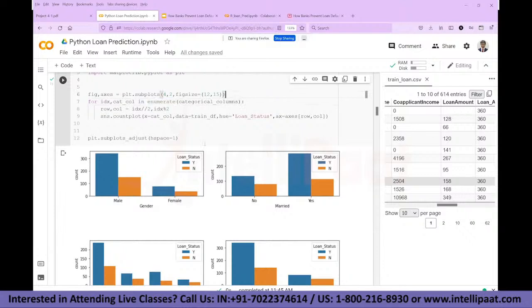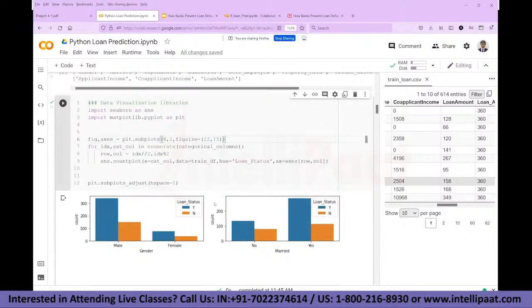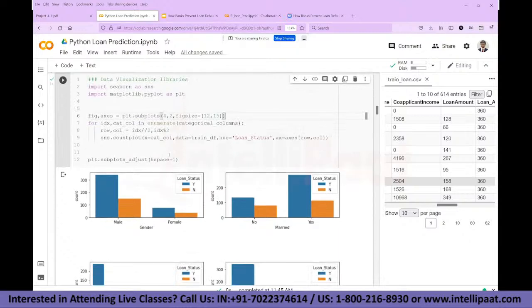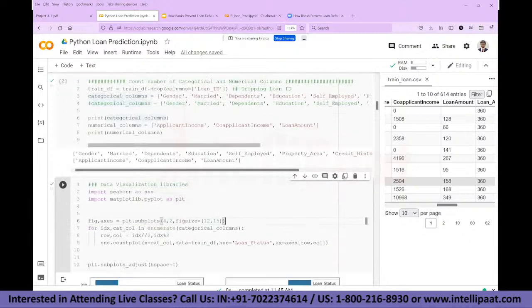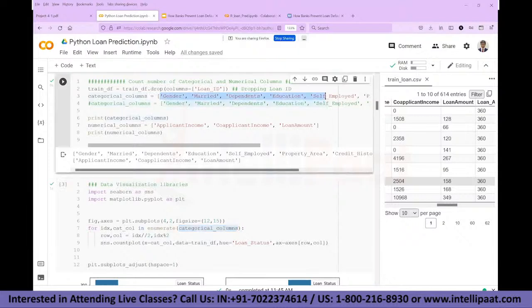So what essentially is happening here? I'm trying to plot each of these categorical columns. Then I implemented a loop here. That means I'm looping through this particular list, which is the categorical column list. I'll pick each column from it, and then I do a plot for it. So let's suppose I pick gender from it.